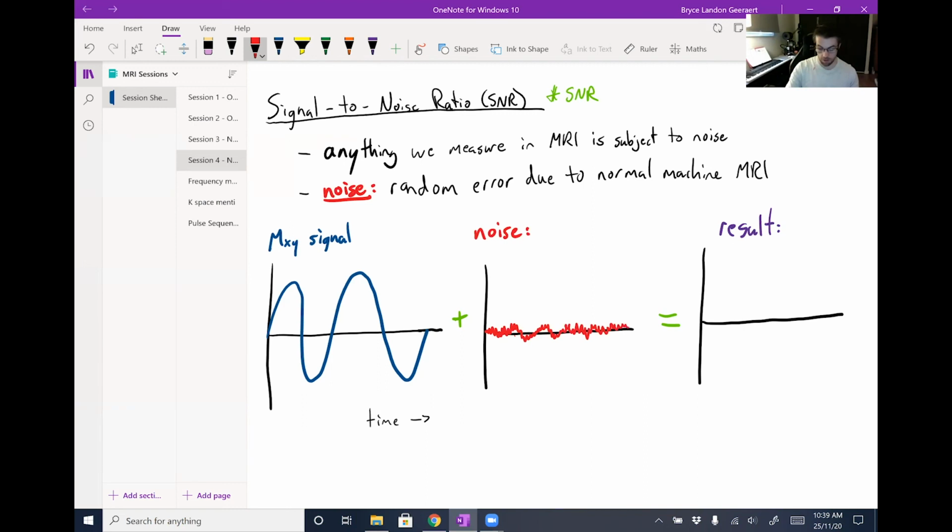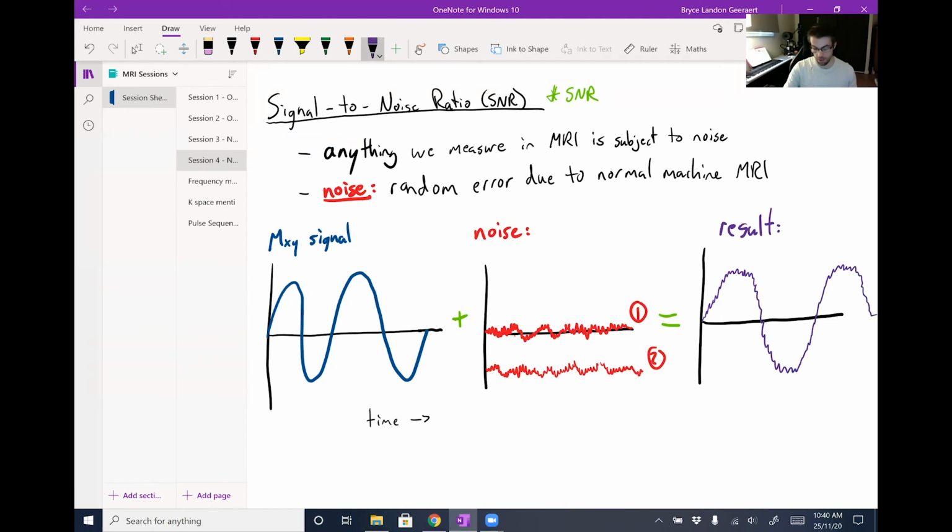Obviously, this is a human's interpretation of random, so it's not going to be perfect, but the idea is if this is one version of noise, the next time we do the exact same thing, the noise may be different. It's also quite small in amplitude, so not nearly as large as the signal that we record, but it does get overlaid with our signal to give us a result that's just inherently less accurate than the signal itself.